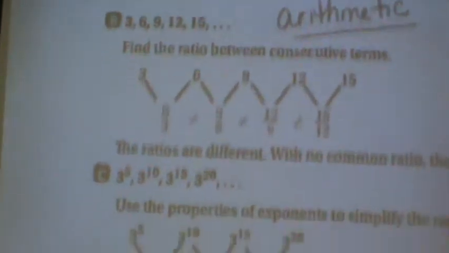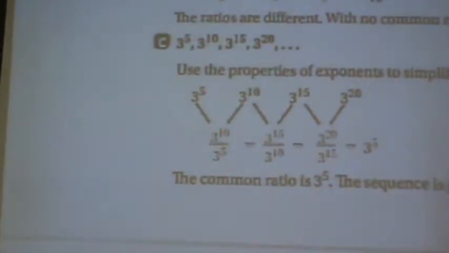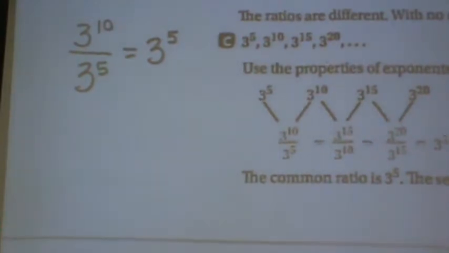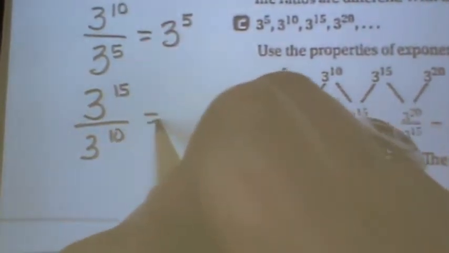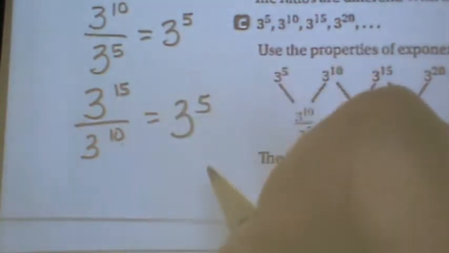How about this next one? This one is geometric. So the easiest way to figure out the ratio, you take the second term, 3 to the 10th power, and you divide it by the first term. And we learned when bases are the same and you're dividing, you subtract the exponents. And do another one. 3 to the 15th power over 3 to the 10th power. This is going to be 3 to the 5th, because 15 minus 10 is 5. So this has a common ratio, and the ratio is 3 to the 5th power.